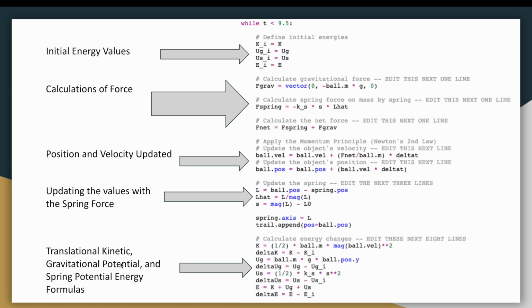And then at the bottom here, we have the different energies that we talked about before, factoring in all the change in energy, which is delta K, delta UG, delta US, and delta E. And then we have the actual energies themselves, which are K, UG, US, and E.